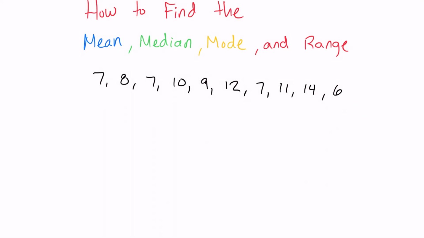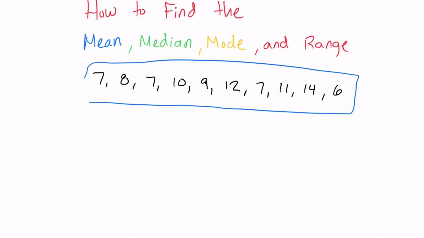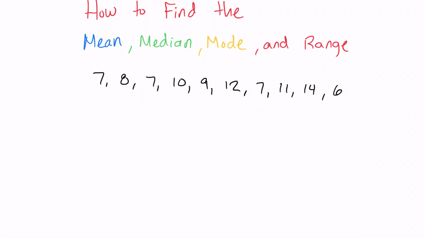Welcome. Today we'll be learning how to find the mean, median, mode, and range of a data set. So when we talk about data sets, we're talking about a set of numbers that we have collected in some form or another. In this case, I have this array of numbers here that I have to find the mean, median, mode, and range for. So let's start with the mean and talk about the definition so we know what we're looking for.